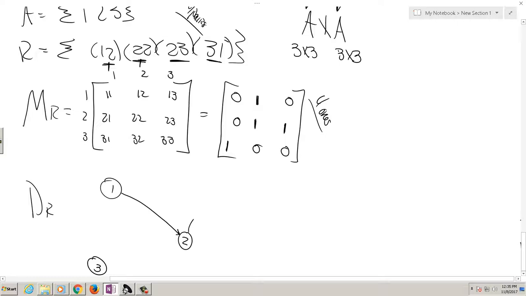2, 2, from 2 to 2. 2, 3 is an arrow from 2 to 3. And 3, 1 is an arrow from 3 to 1. It is a beautiful thing. I have the digraph of the relation.